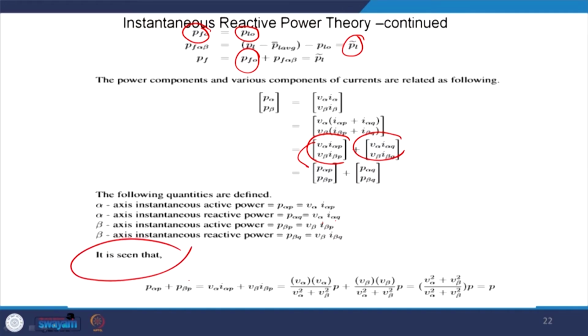This is the real power, essentially P alpha P plus P beta P, that will be V alpha into I alpha P plus V beta into I beta P, and these terms will be coming from this determinant. Solving the determinant, that is V alpha into V alpha, and that determinant term is V alpha square plus V beta square into the total power P. So this term will be V beta into V beta, and this determinant term V alpha square plus V beta square into P, and if you combine, that essentially gives rise to the value of P, and this determinant term will get cancelled in numerator and denominator.